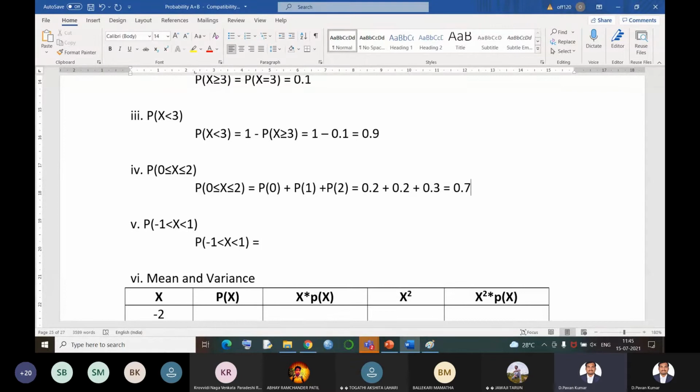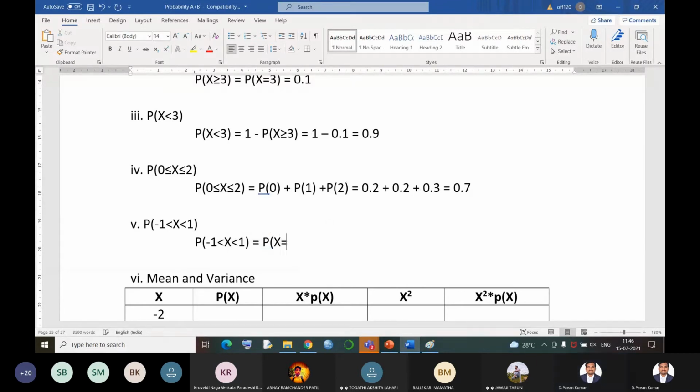That means the probability of x being 0 plus 1 plus 2 is 70%. Okay. Now, next case, let us see the next one. See here, what is the condition given? It is less than, it is not less than or equal to. That means we have to start with the next value of -1.